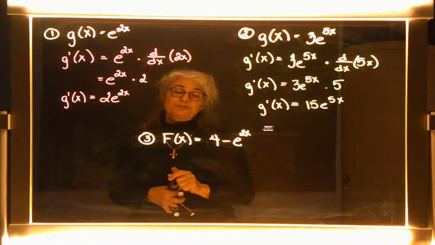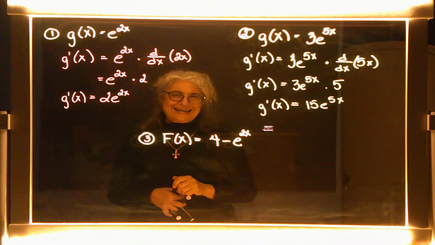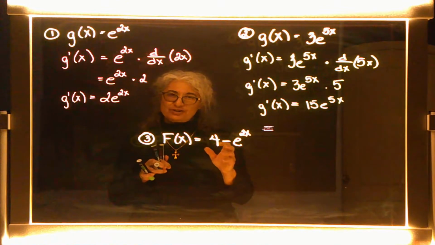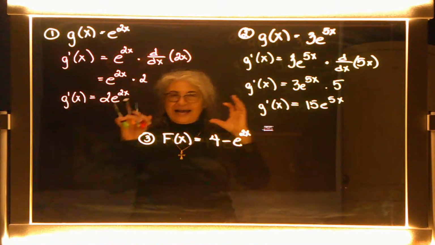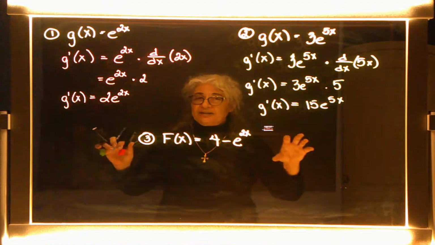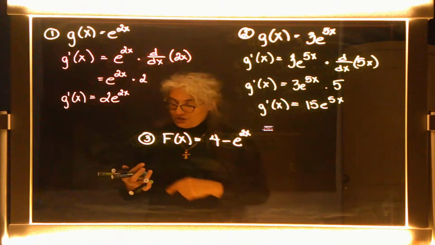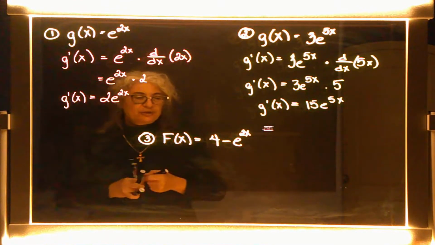Do you notice problem 3 is a subtraction problem? So, when I want to take the derivative of this subtraction problem, do I have to look at the whole thing as one unit, or can I look at them separately and take the derivative of each one? Good. You can look at them separately and take the derivative of each one.